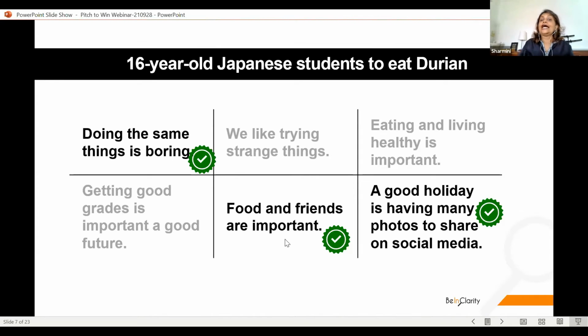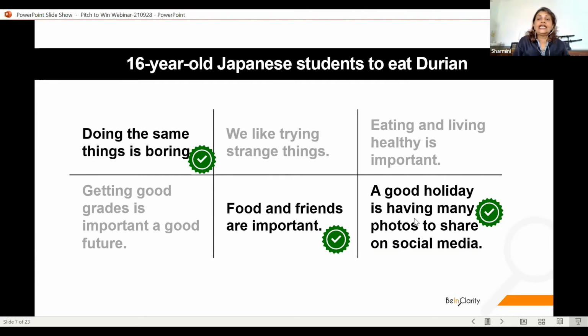Food and friends are important for them. Yep, tick on that. Very, very important for them. Remember, you want to get 0 objections. And you also want to engage them at a logical and an empathy level.